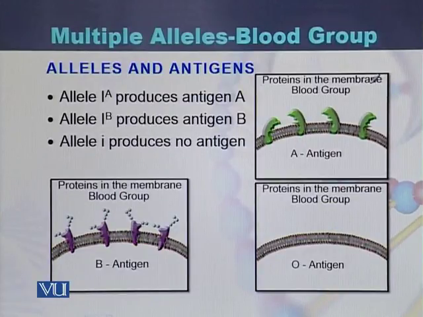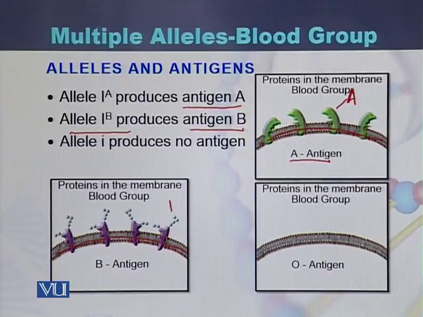Allele A generates an antigen that is called antigen A. Here we can see antigen A. Antigen A is present in the cell membrane of the red blood cells. So this is the cell membrane of the red blood cells, and these antigens are called antigen A. In the case of allele B, it produces antigen B, and antigen B is also present in the cell membrane of the red blood cells. These are the antigen B.